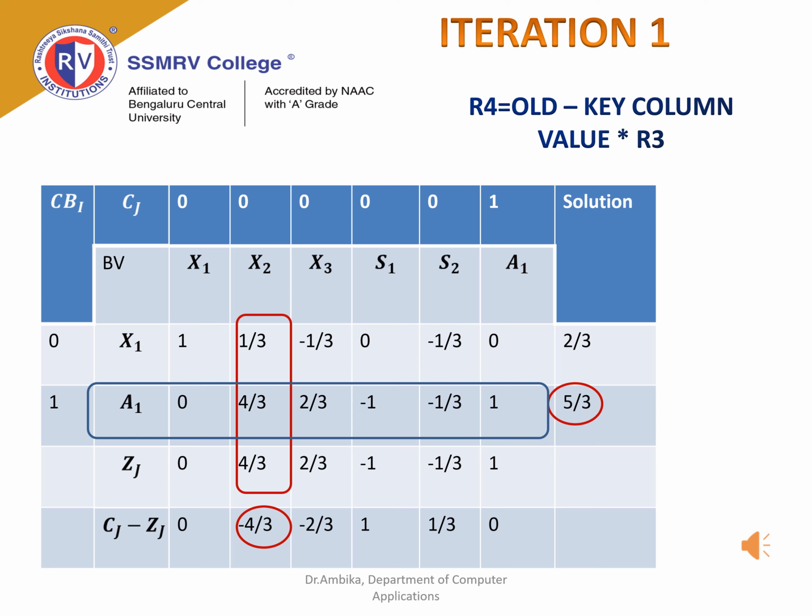According to the condition of two-phase method, Cj minus Zj has to be greater than or equal to 0. In the obtained solution, two columns do not satisfy the condition. We choose the least value among them, that is the cell containing minus 4 by 3. We choose the key row where the solution is the maximum, that is the row containing 5 by 3. Hence, 4 by 3 would be the key value. x1 is the entering variable and A1 is the outgoing variable.